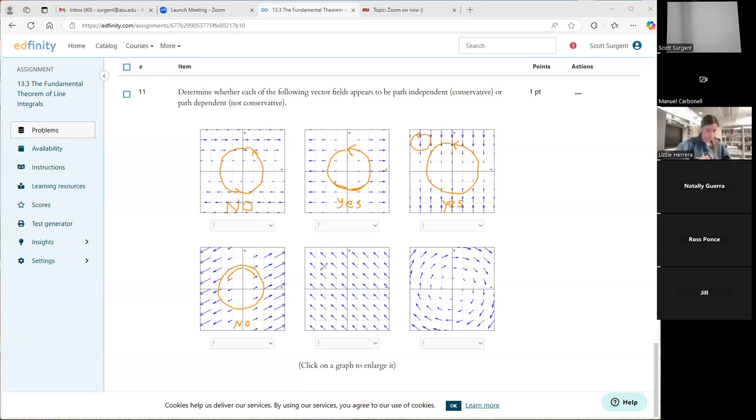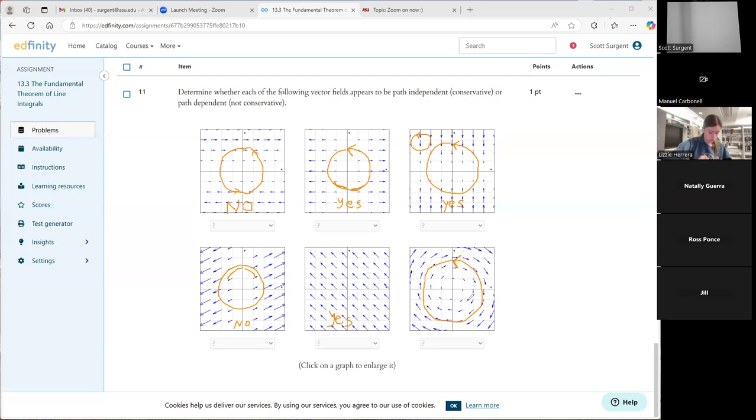Constant vector fields: this is a constant vector field. This is a definite yes. Constant vector fields are always conservative. I could draw any old closed loop, and you'll have cancellation all throughout the loop. And this last one is going to be pretty easy as well, because there's actually a definite curl in the vector field.